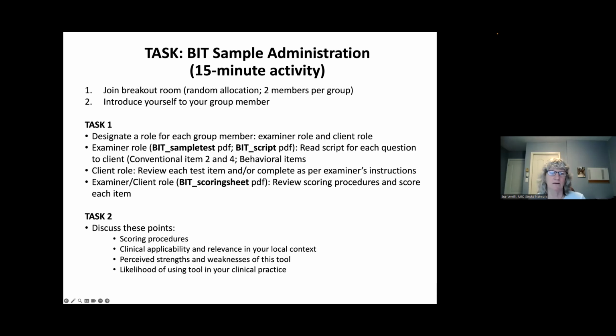Can we just verify with the OTs at Health Sciences North, do you guys ever use the BIT, and how much do you use it? You can unmute if you'd like, or just type in the chat.